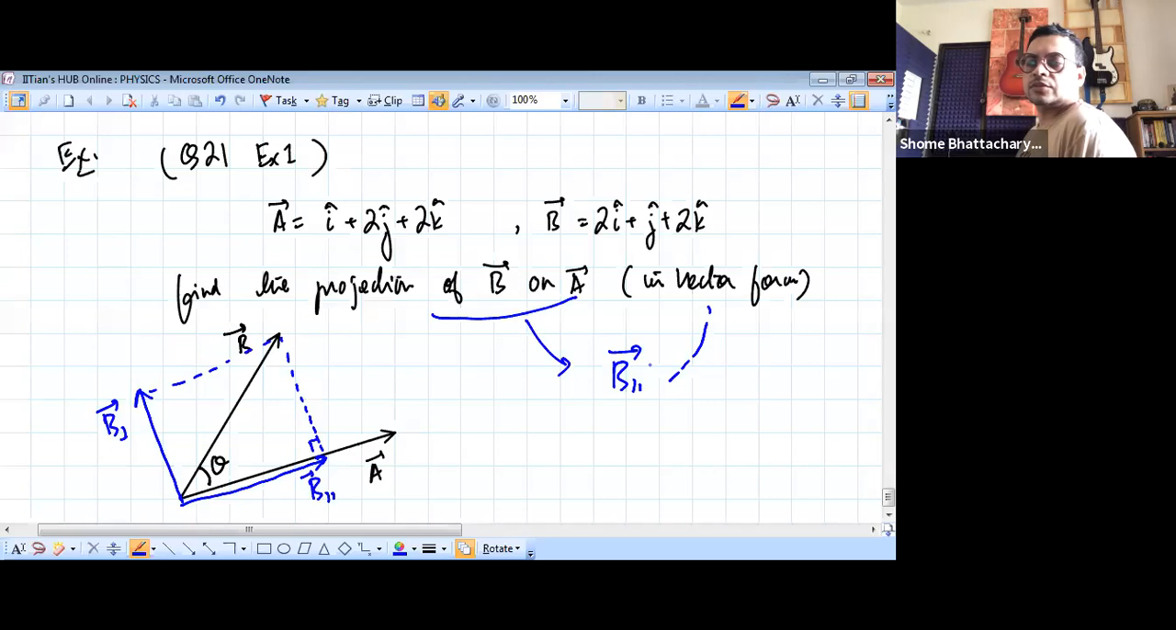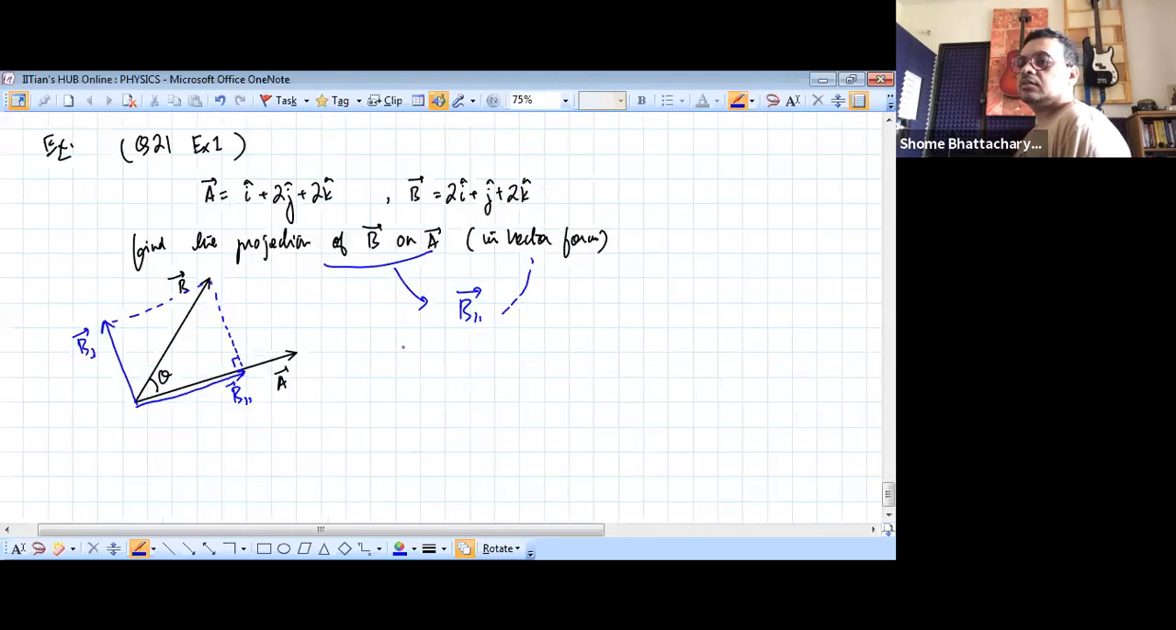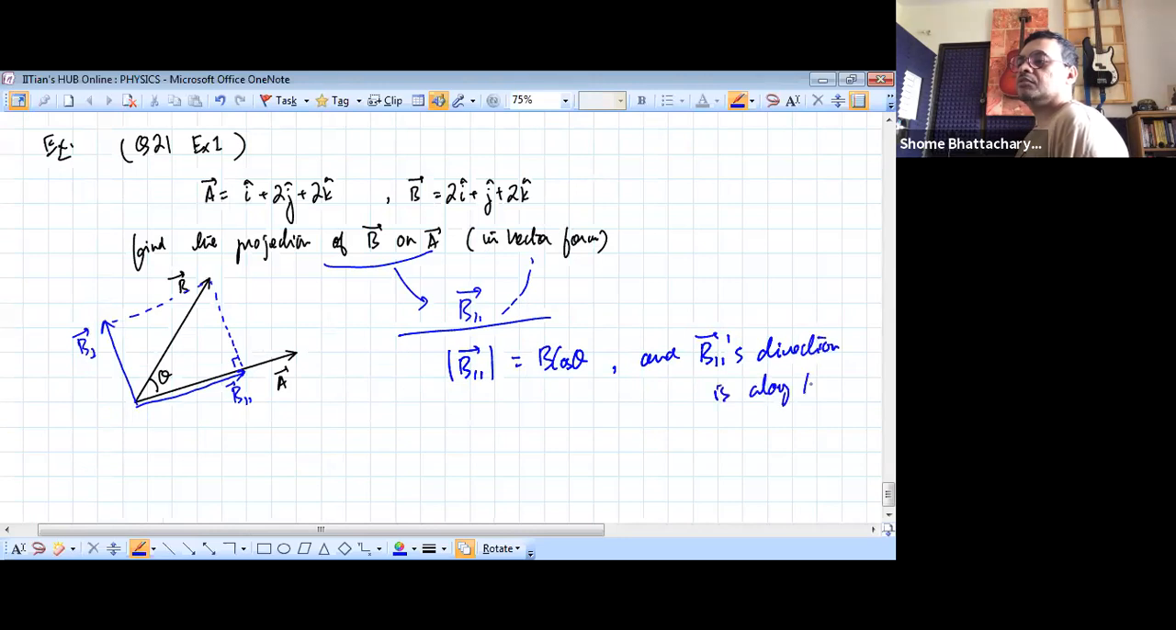Okay. So same method now. So we'll start by understanding that B parallel has a magnitude of B cos theta, and B parallel's direction is along the vector A. So we have to find A cap, the unit vector. So let's start by finding this.